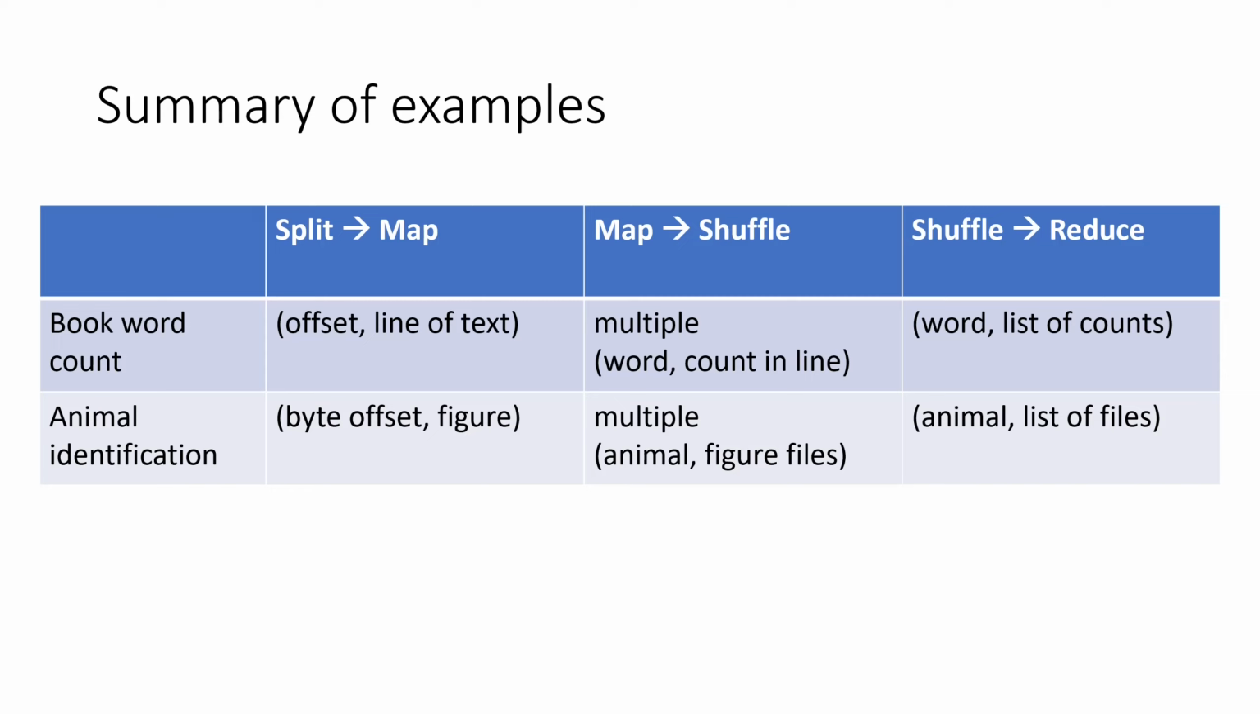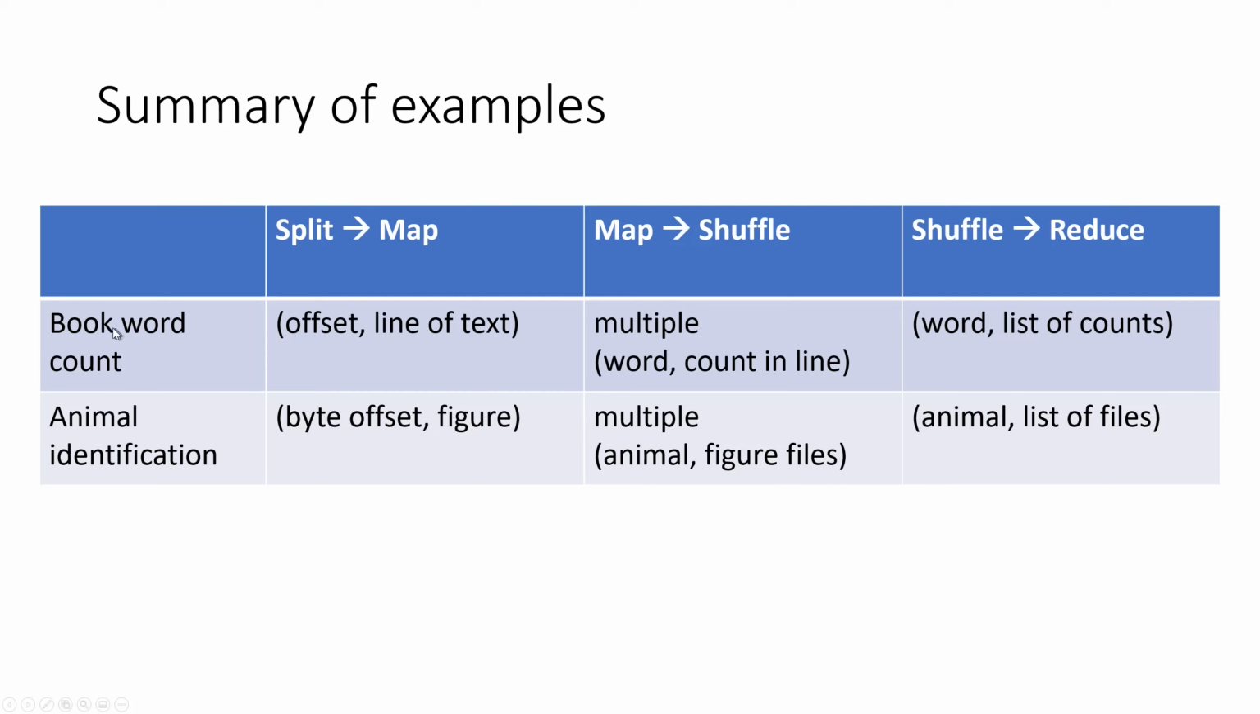And here is a summary of the key value pairs that get transferred from one stage to another in the MapReduce pipeline. So we have the book word count example and the animal identification example, and we transfer data from split into the map instances, and then the map instance produces a result that's taken by the shuffle, and then the shuffle will merge and join and then send data to the reduce instances.